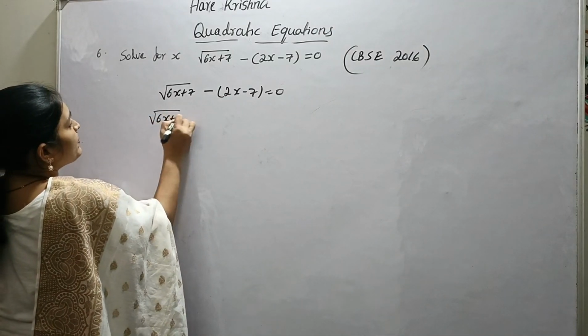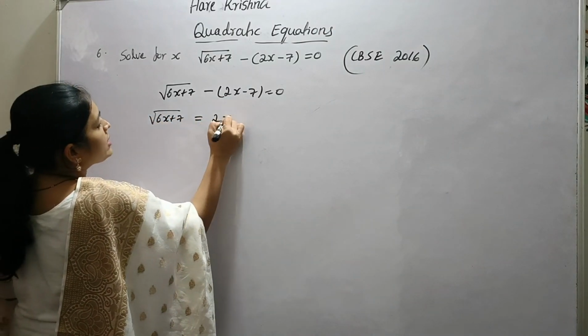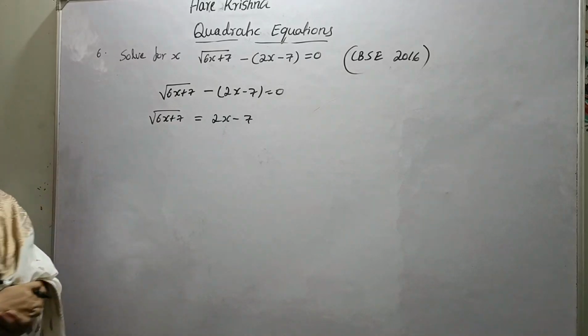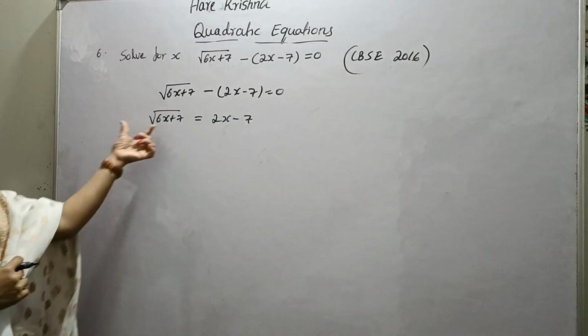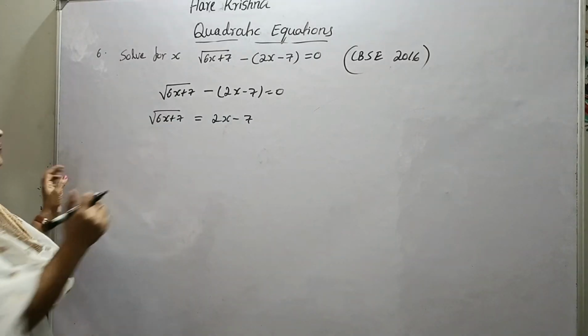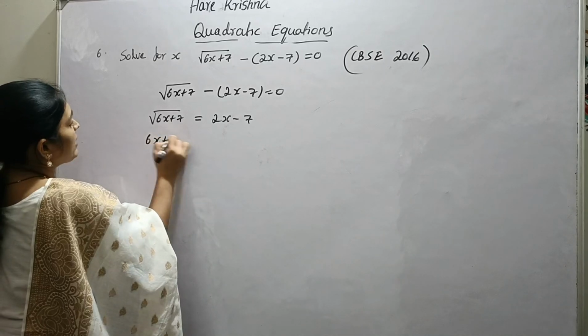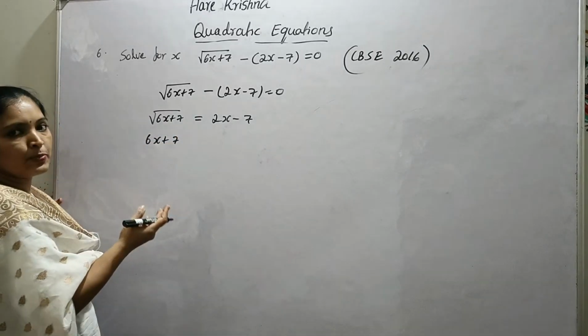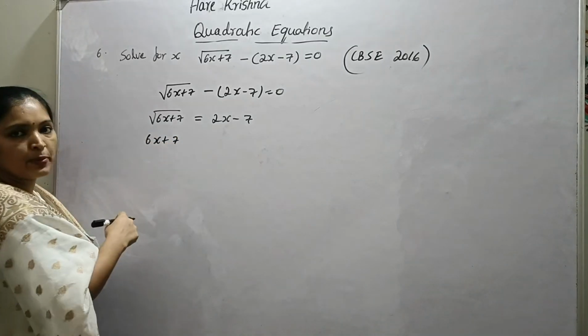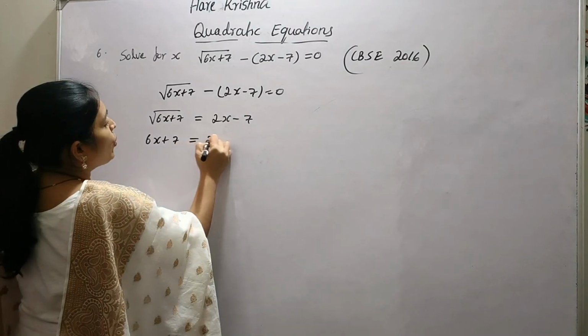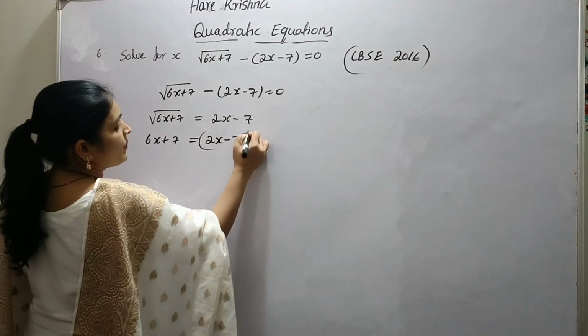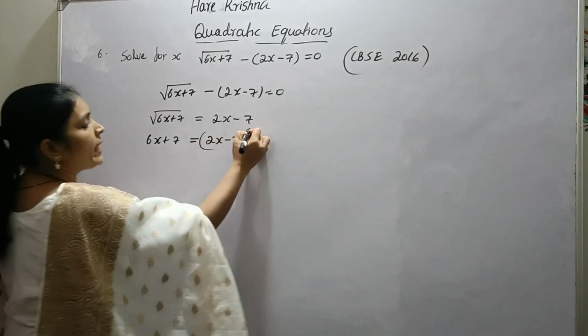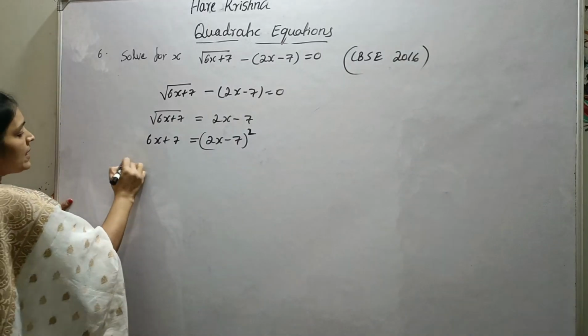Square root of 6x plus 7 is equal to 2x minus 7. Now square on both sides so that this square root will be removed, right? So here square root of 6x plus 7 whole square is nothing but 6x plus 7. That is equal to 2x minus 7 whole square, right? Squared on both sides. Then simplify.